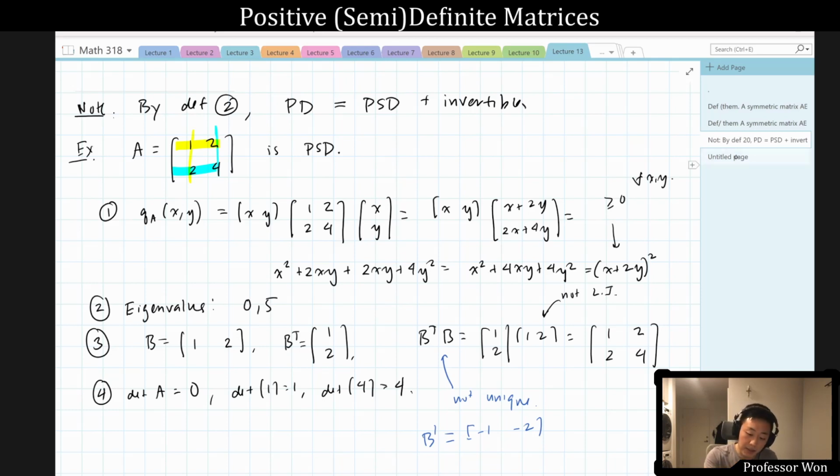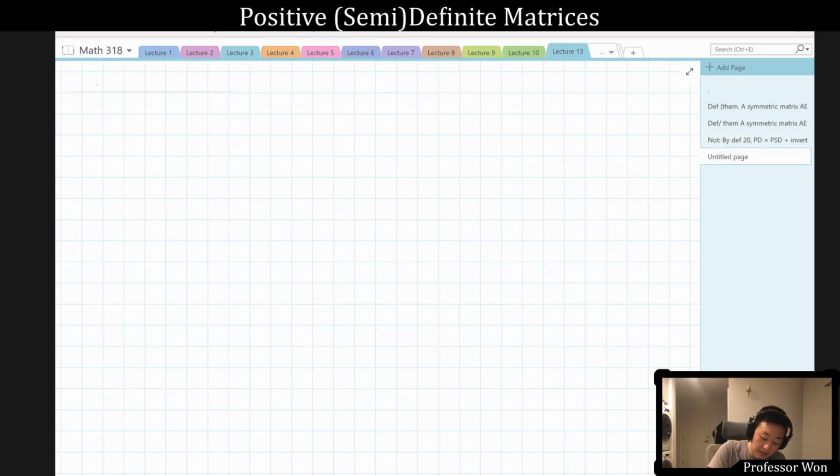Okay, so let's look at a slightly bigger example that will also be a positive definite example rather than just positive semi-definite. Let A be the following matrix: 2's along the diagonal, 1's everywhere else. This thing we'll see is positive definite.